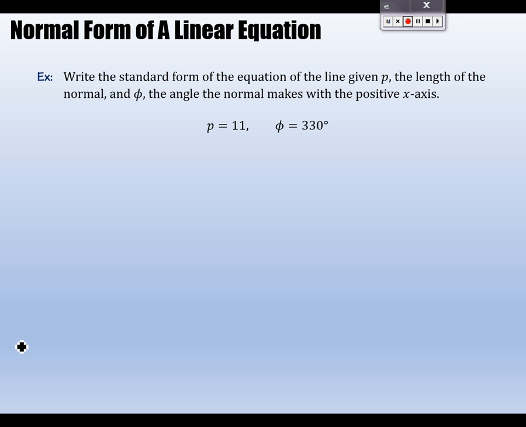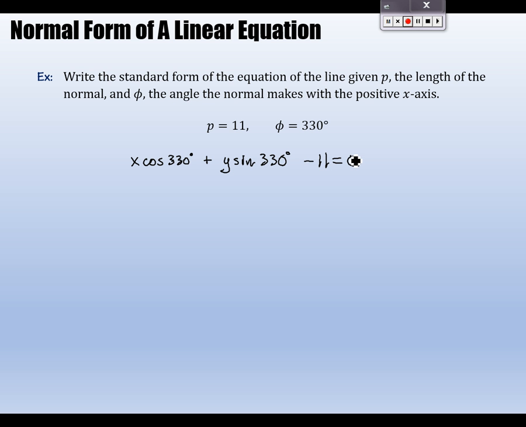All right. On this first one, I'm just handing you p and phi, and I'd like us to come up with the equations. So here we go. I'm just copying off of that box, trusting Mr. Chase that he was right. It's x cosine phi plus y sine phi minus p equals 0. This is what the box said. So here we go. It's x cosine of 330 plus y sine of 330 minus 11 equals 0.